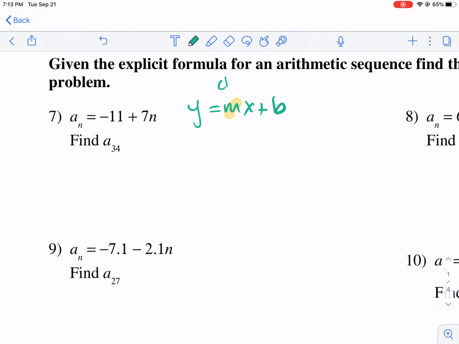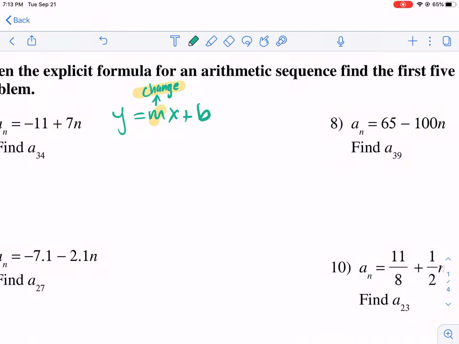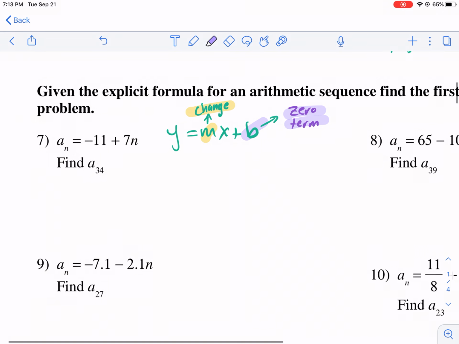So m is our change, our slope. That's what I was talking about earlier. M is our change. Now, normally in an arithmetic sequence, we're talking about the first term and the second term, and so on. But in this case, our y-intercept is going to be our 0 term. That's the deal with explicit. If you want it in slope-intercept form, explicit, we're talking about the 0 term.